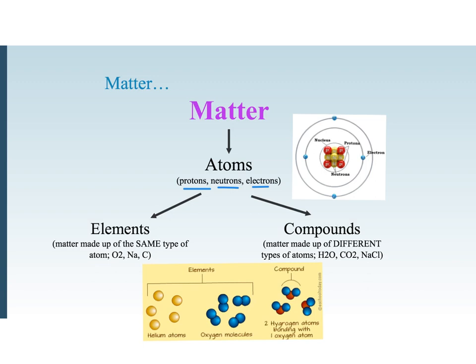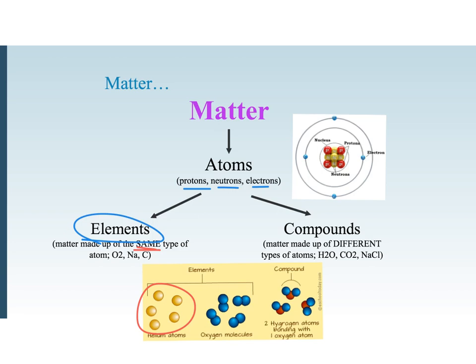Now, atoms can come together to make elements or compounds. We're going to start by talking about elements: matter that is made up of the same type of atom. Like helium down here, all of those little spheres there are helium atoms. So we would call that an element because there's nothing but helium atoms.